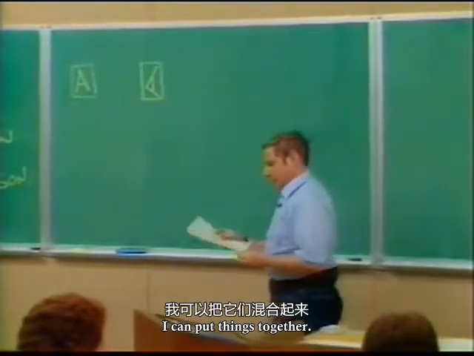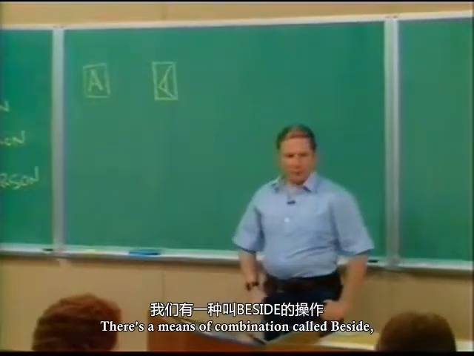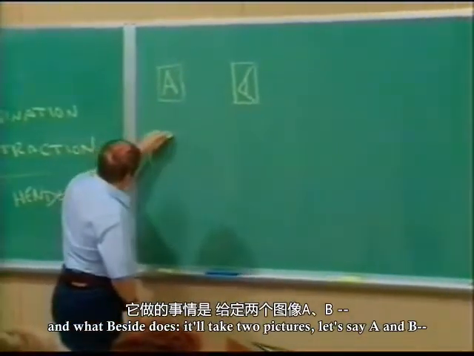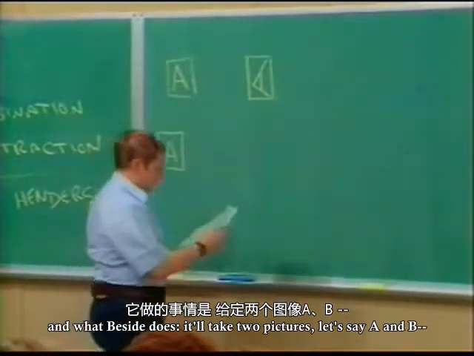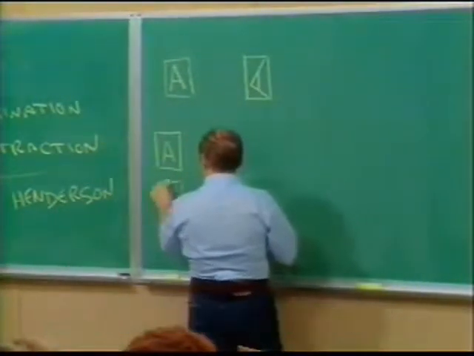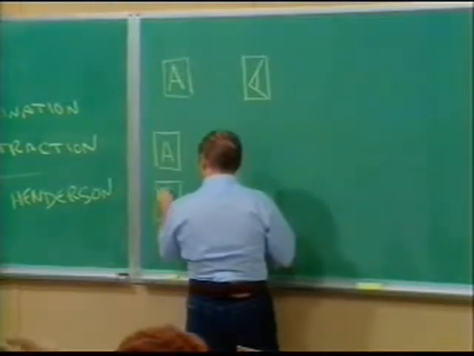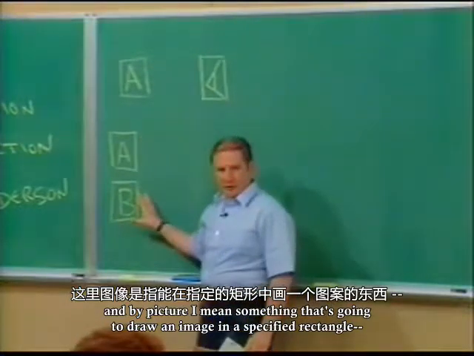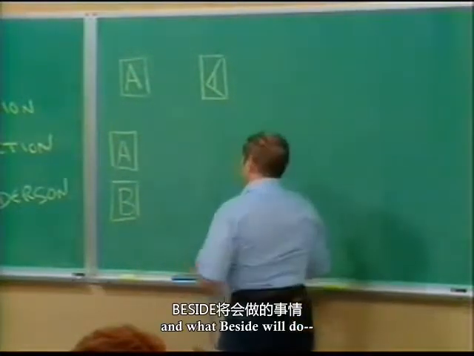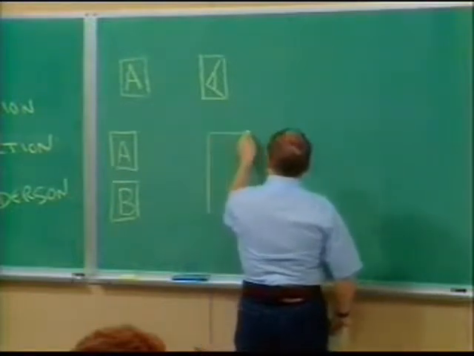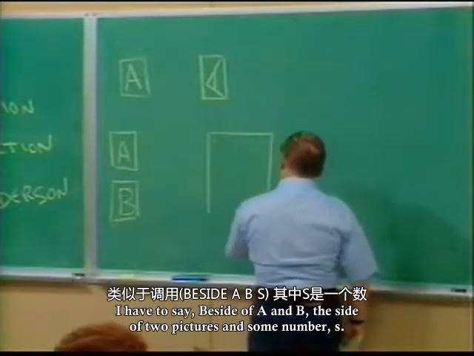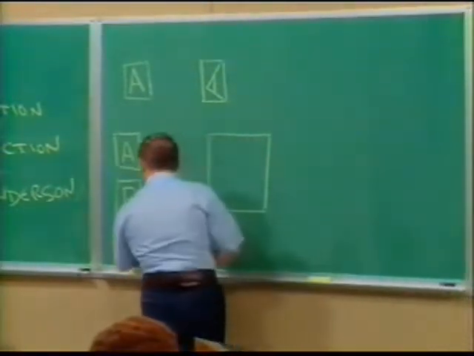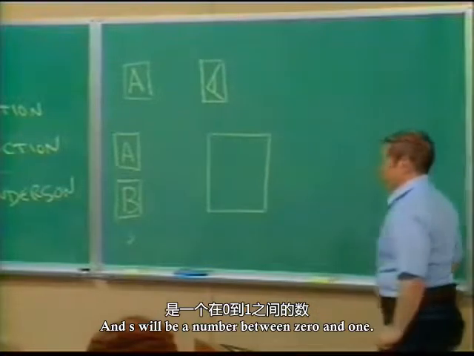I can put things together. There's a means of combination called beside. What beside does, it'll take two pictures, let's say A and B, and by picture I mean something that's going to draw an image in a specified rectangle. I have to say beside of A and B, beside of two pictures and some number S. And S will be a number between 0 and 1.